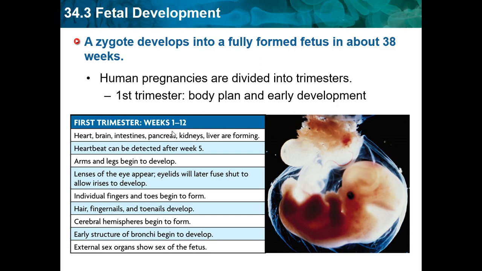And then lenses of the eyes appear. Eyelids will later fuse shut to allow the iris to develop. Individual fingers and toes begin to form. Hair, fingernails, and toenails develop. Cerebral hemispheres begin to form in the brain. Early structures of bronchi begin to develop, and internal sex organs show the sex of the fetus.